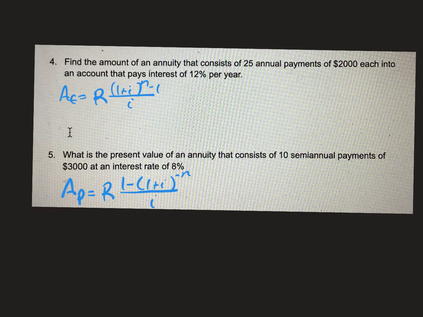Number 4, find the amount of an annuity that consists of 25 annual payments, $2,000 each, that pays 12% interest per year. So let's keep on going. Okay. So I need the final amount. I'm making $2,000 payments. 1 plus the interest rate. Interest rate is 12%. It's just compounded per year, so I'm going 0.12. And there's 25 payments, minus 1. I'm putting 0.12 down there. And again, just punch it straight in the calc.